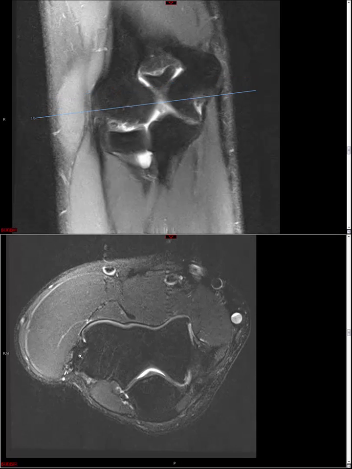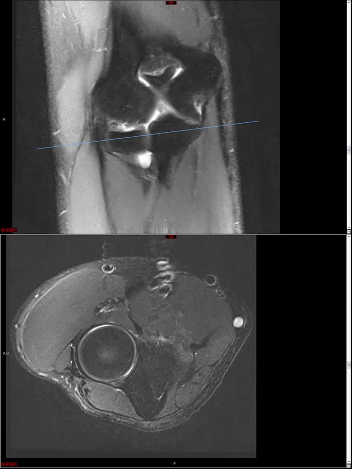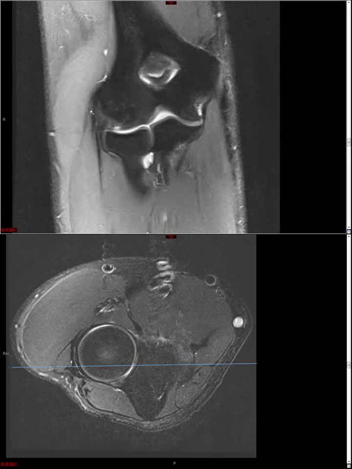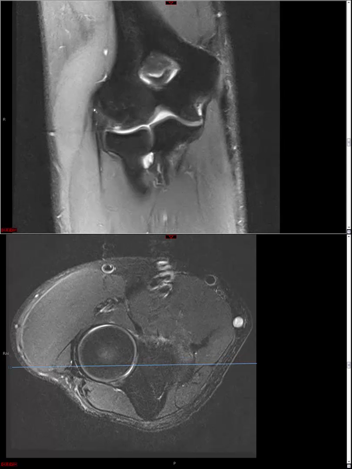Okay, so you're going to see, as the most superficial structure, the common extensor tendon coming off, and it will eventually give rise to the extensor digiti minimi, extensor digitorum, extensor carpi ulnaris, and extensor carpi radialis brevis tendons. And we assess this just like any other tendon in the body. So if it's homogeneous low signal, it's normal. If it's heterogeneous intermediate signal, we'll call tendinosis.